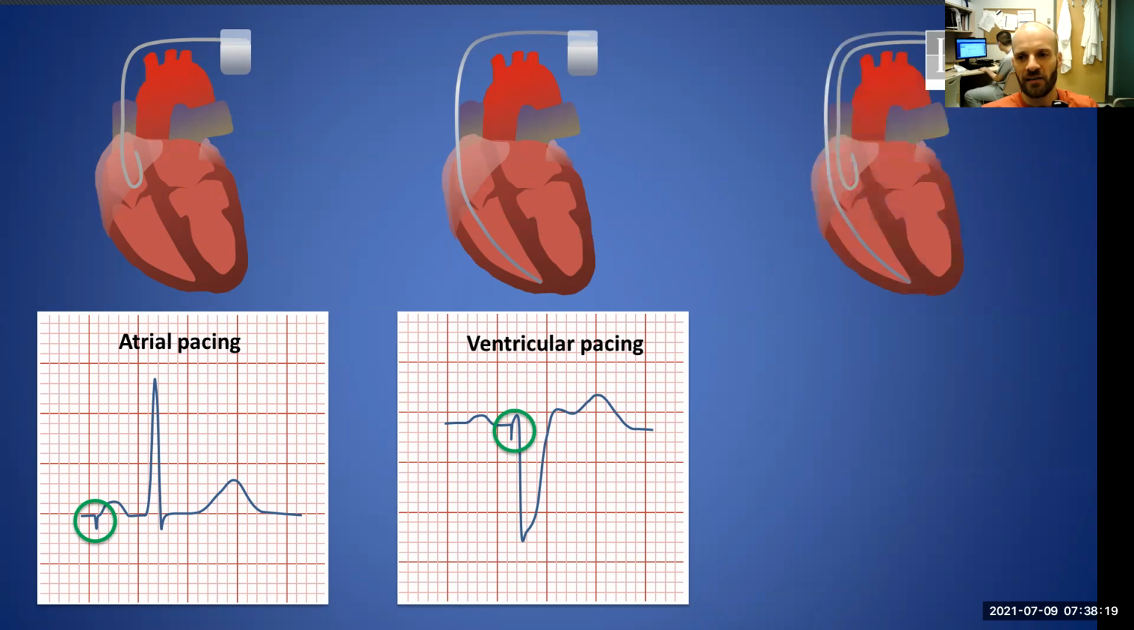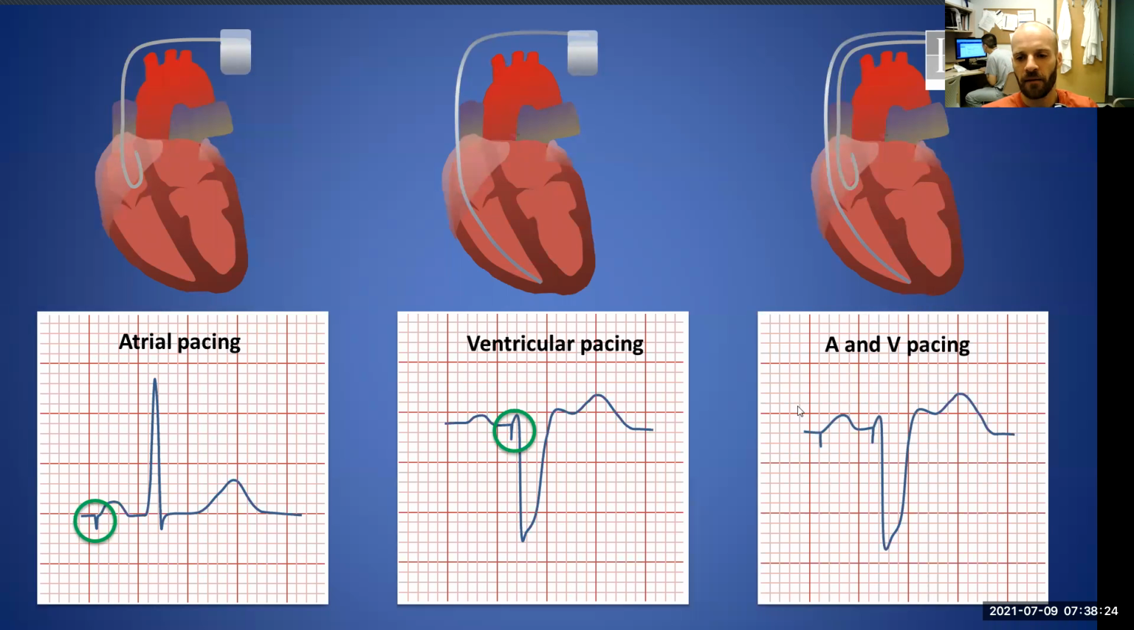If we've got leads in two chambers here, we're pacing the right atrium. We've got a pacing spike before the P wave here. We've then got another pacing spike before the QRS complex. And again, the QRS complex is broad in a left bundle morphology. This is both atrial and ventricular pacing. And this is the sort of pattern that you're going to get on the ECG for that.